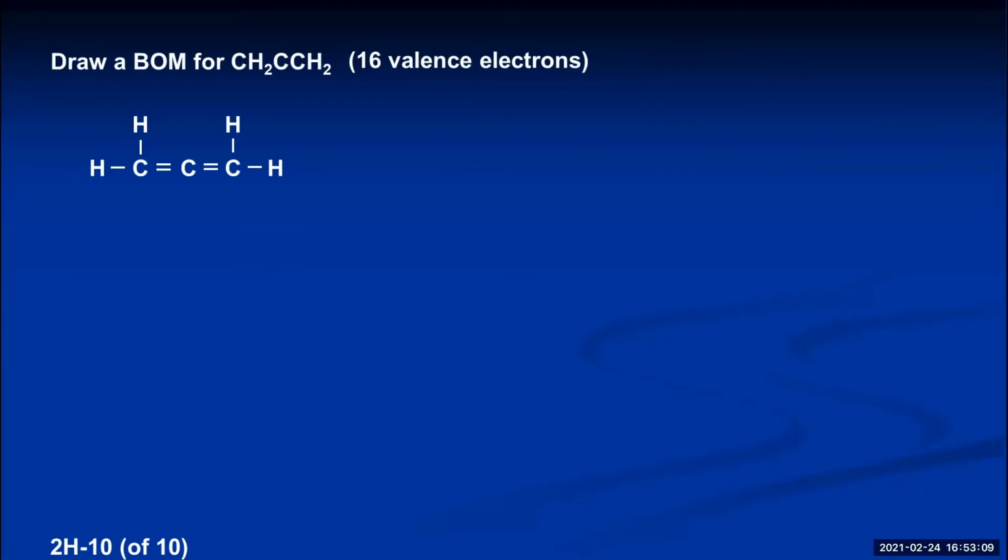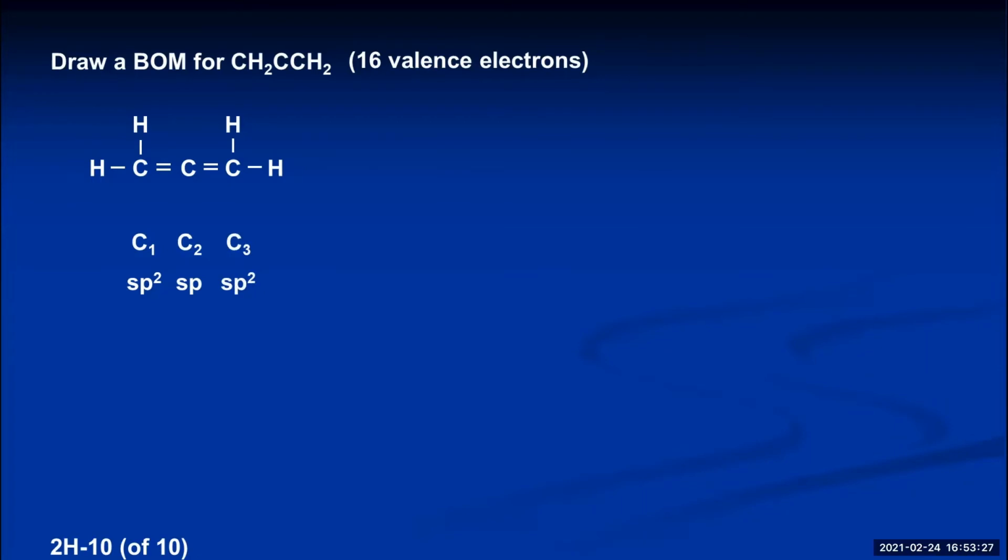The steric number for the first carbon is 3, so therefore its hybridization is sp2. The second carbon's steric number is only 2, its hybridization is sp. And the last carbon's hybridization is sp2 because its steric number is 3, just like the first one.